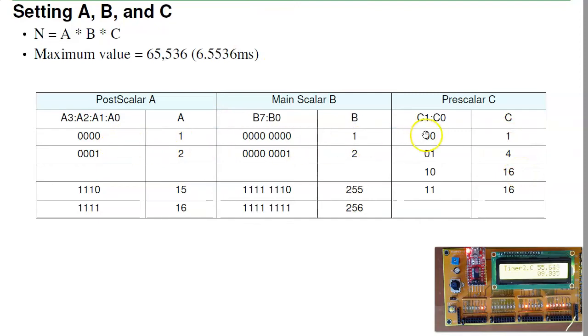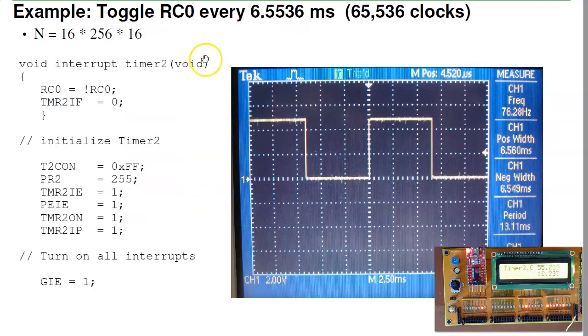You set T2CON and PR2. As an example, if I had the following code, this isn't the whole program. This is just the 2 most interesting parts. I've got the interrupt service routine, that's at address 8, and then the initialization. Once I turn on the interrupt, then every n clocks, this routine is called. So if I want to max it out, I'm going to make A equal to 16, C equal to 16, B equal to 256. That works out to n being 65,536.